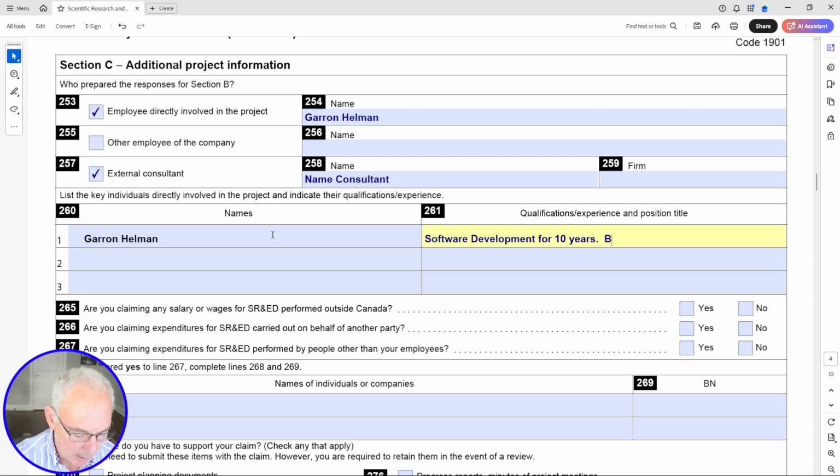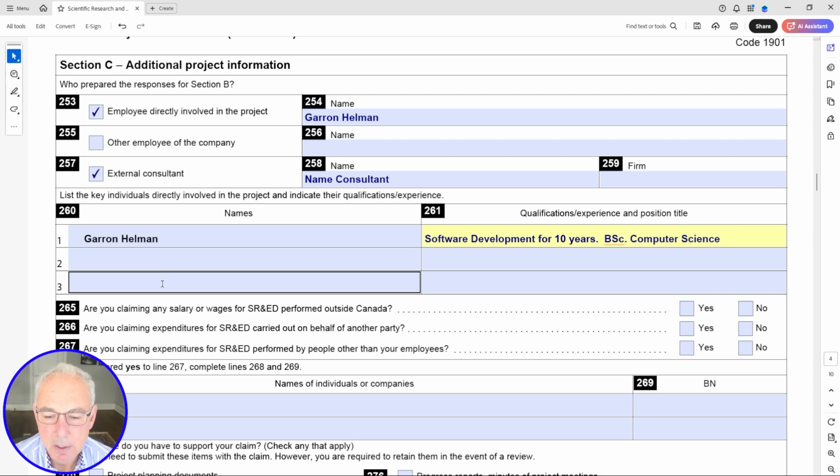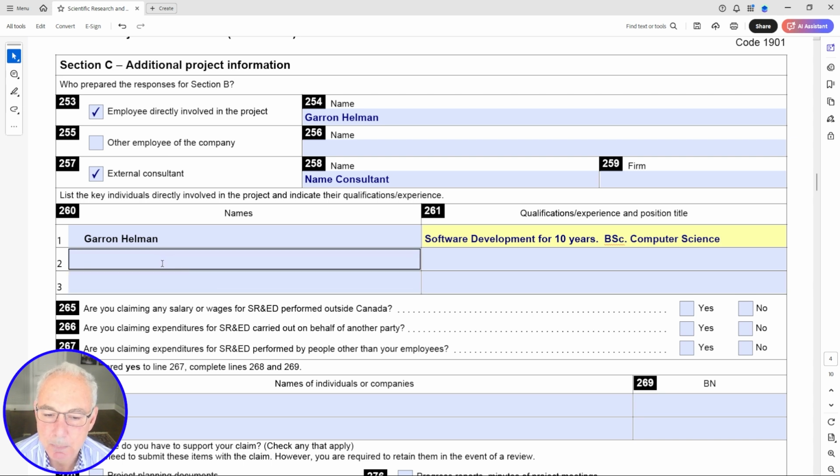I might have a BSc in computer science, whatever it is that the individual has. And I would put as many people who are key to the project here as possible. If there's more than 3, you don't need more than 3, just put the 3 most important people here, and then also put their qualifications and experience.